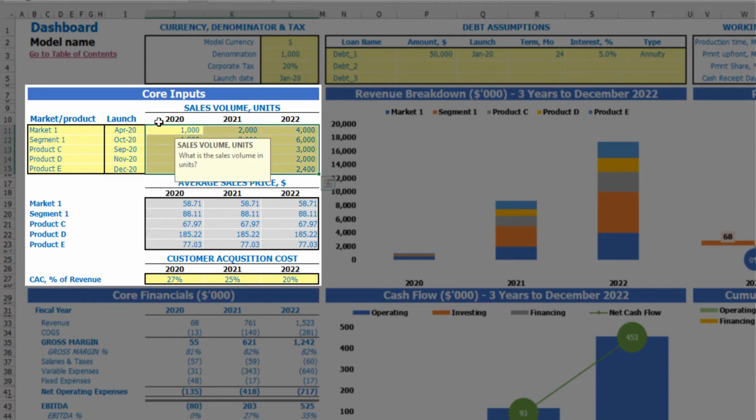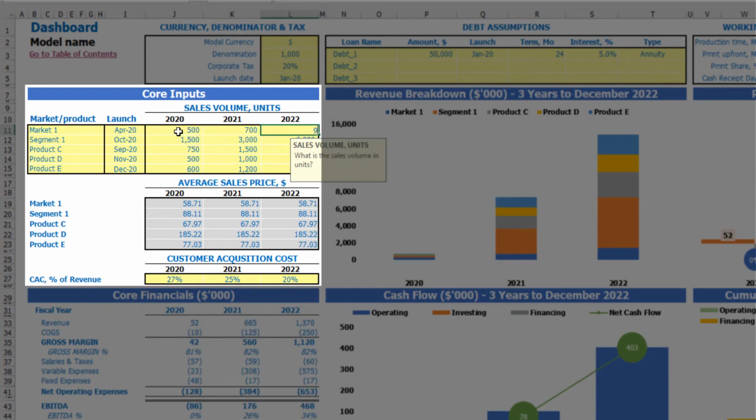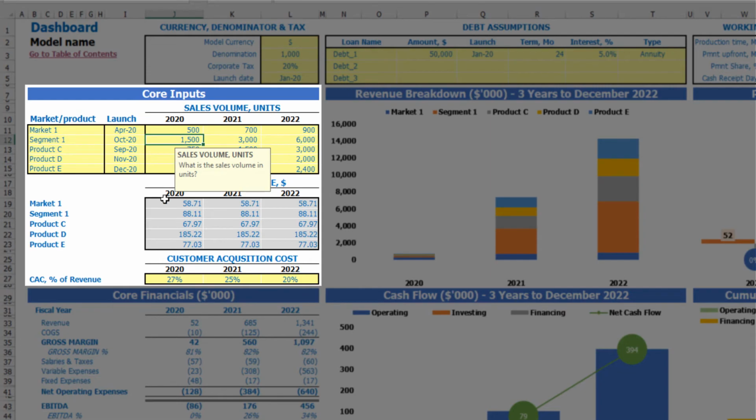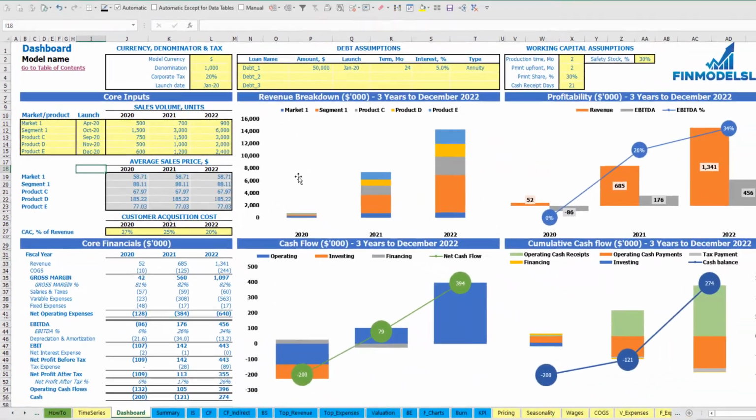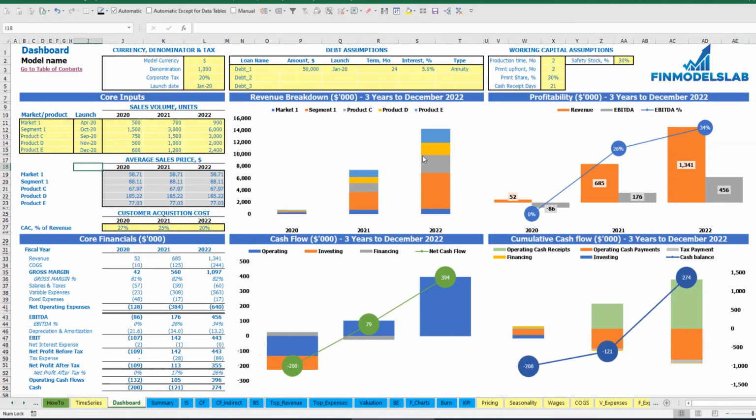You are able also to change your sales volume in terms of units by these markets or products. You can set it up, for example, 500 for the first year, then 700 and 900. Once you change these sales volumes, you can see immediately the charts with revenue and profitability will be changed. So it is connected with all the charts and core financials.